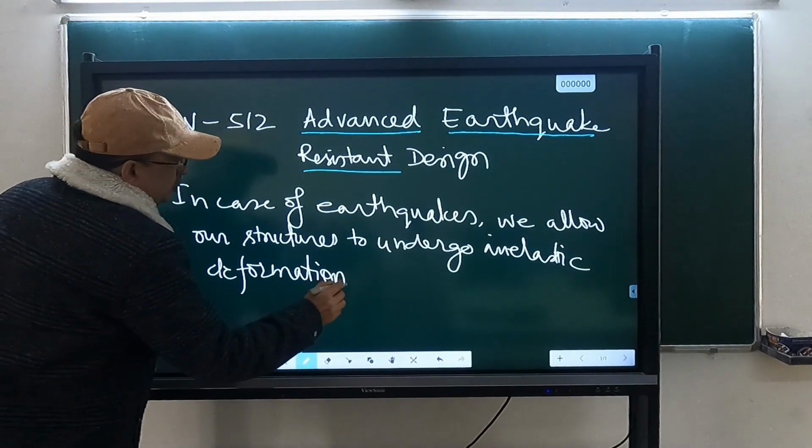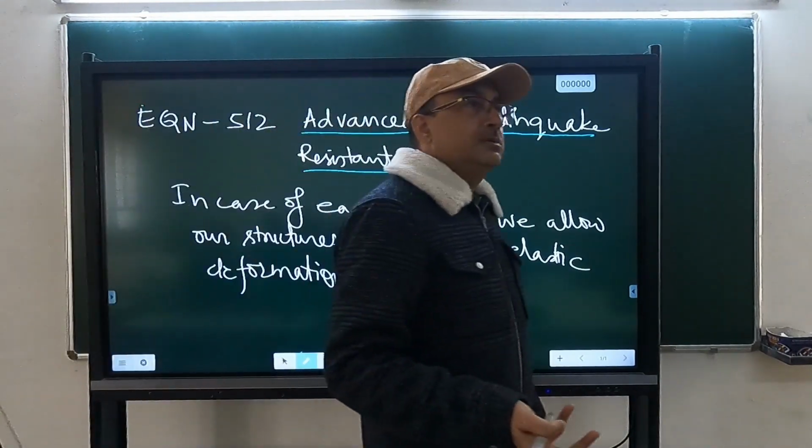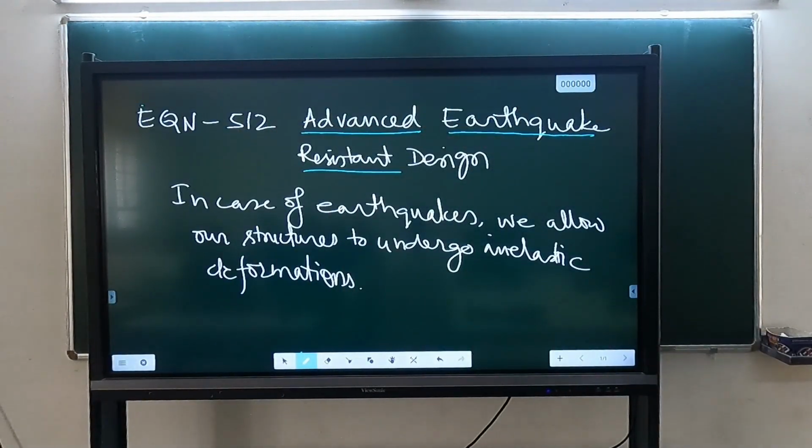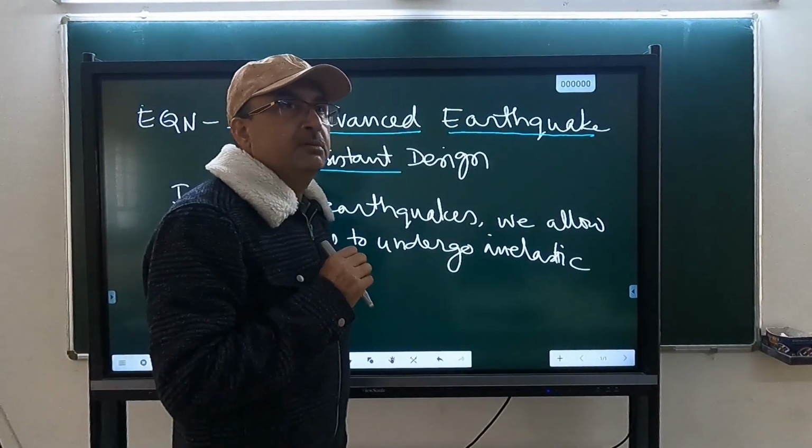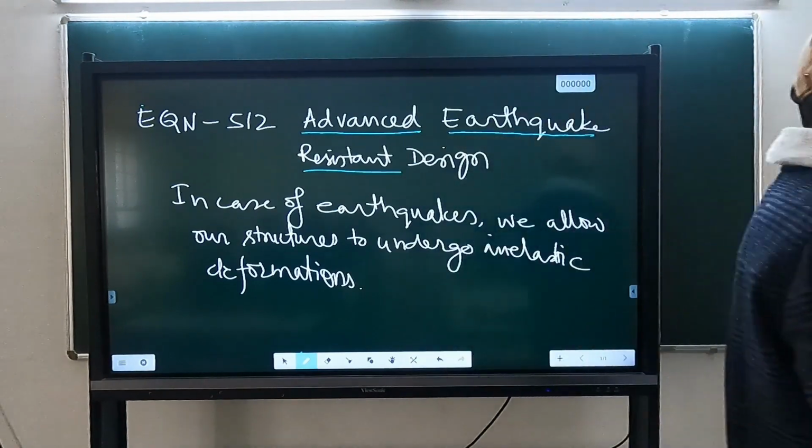So there are two questions. Why do we allow it? If we do not allow it in wind and gravity load, why do we allow it in case of earthquake? And second, if we allow it, how do we consider it in our design? Will it make any difference in our designs if we allow it to go into the inelastic range?